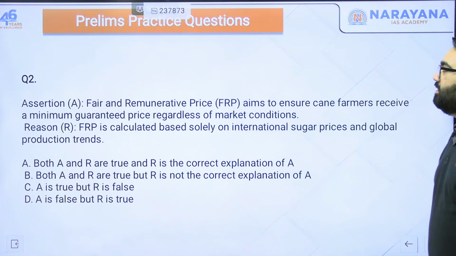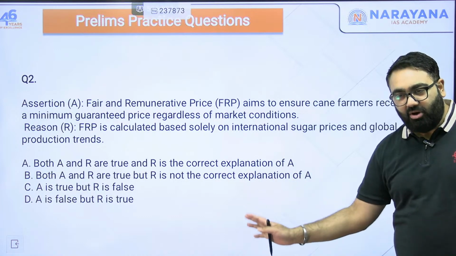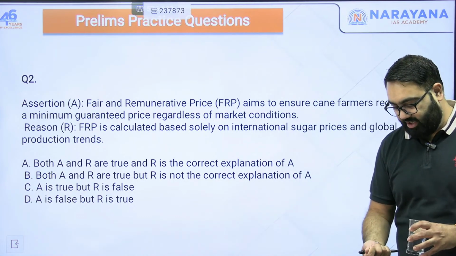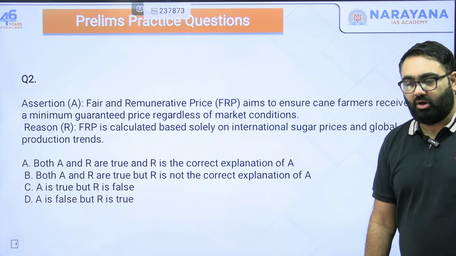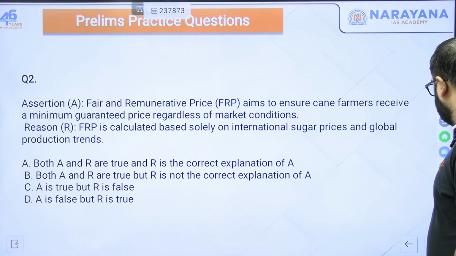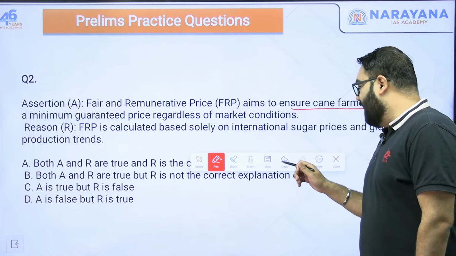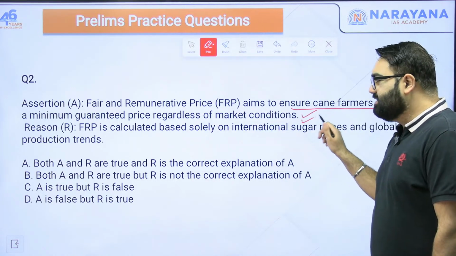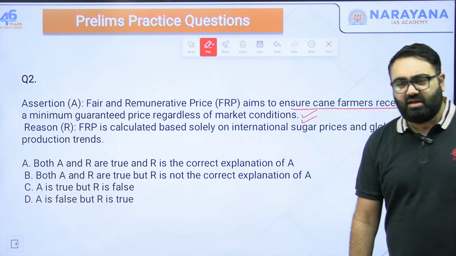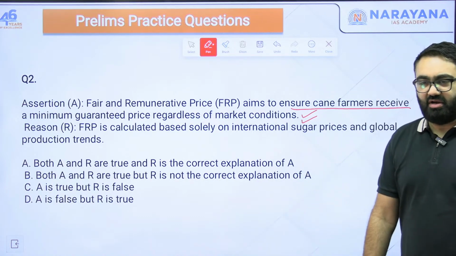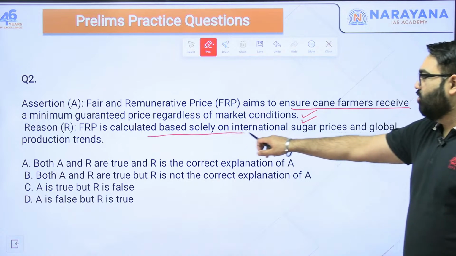Next, it's an assertion reasoning based question, maybe slightly new for some of you. Take a pause on this screen, read it carefully, lock in your answer, and then you can play again. Alright. So the question is, assertion: Fair and remunerative price aims to ensure cane farmers receive a minimum guaranteed price regardless of the market condition. That is correct. It serves a similar kind of purpose like the MSP, with slight differences, giving more potential to farmers to earn even more depending upon the sugar content in the sugarcane. Second, or reason: FRP is calculated based solely on international sugar price.